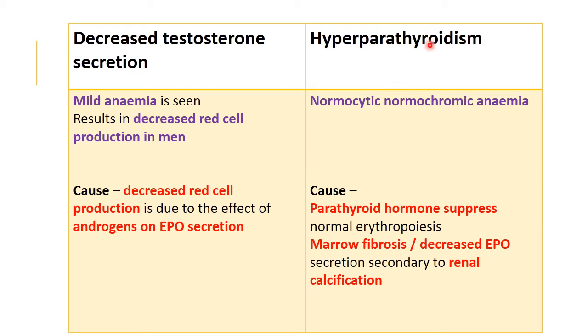It is said that when there is increased secretion of parathyroid hormone, the calcium level increases in the blood. Therefore, the kidney will receive this calcium and renal calcification will result. So when the kidney gets deposited with calcium, it is not able to release enough erythropoietin. So there will be decreased erythropoietin, and also the bone marrow gets filled up with fibrous tissue. Therefore, it is going to hamper the erythropoietic activity, so that there won't be enough production of red cells. So these are the 5 endocrine disorders which will result in anemia.